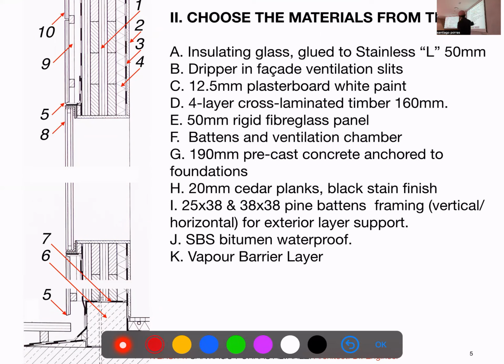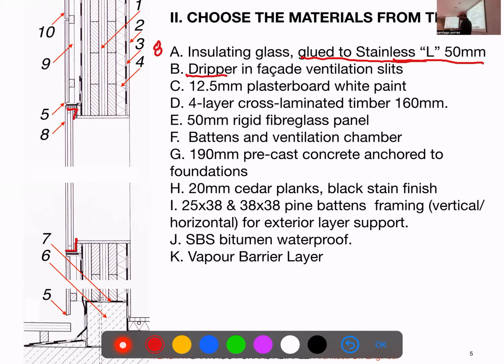So let's go through the descriptions. The first is insulating glass, glued to stainless L 50 millimeters. Well, we don't need to see much, but there's only one place where we can have glass, right? And it is clearly put into L's. This is a fixed glass, an interesting detail. So A is obviously 8, right?